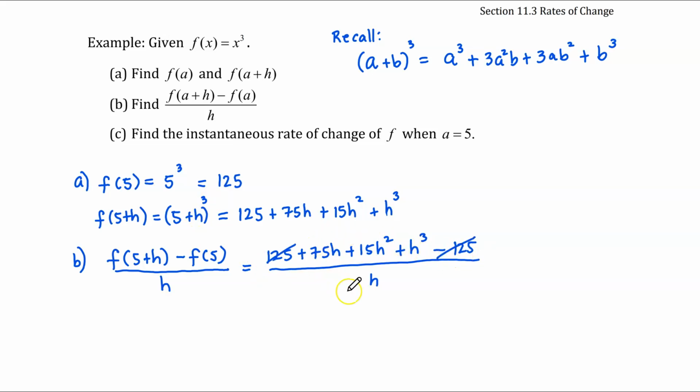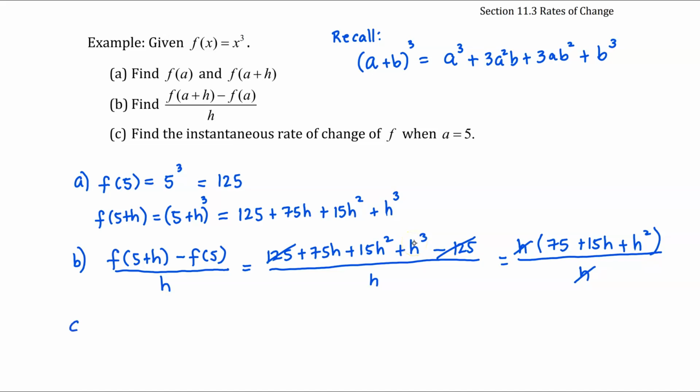Then you are left with an expression where h is a common factor. So we can go ahead and factor out h. We have h times 75 plus 15h plus h squared. Then divide this by h. Then h will cancel out.